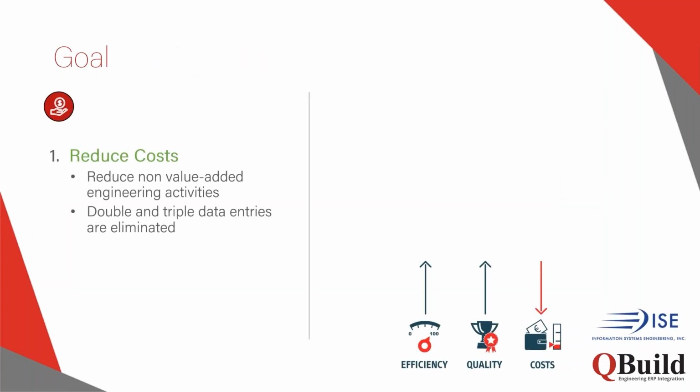So the goal and the benefits of CADLink are, again, number one, to reduce costs. We're reducing the number of non-value added engineering activities and giving your engineers time back in their day to focus on actual design work and actual project work rather than admin or clerical data entry. And since we're automating this process, we're reducing costs by eliminating double and triple entries, and removing some of the issues that double or triple entries may cause downstream.